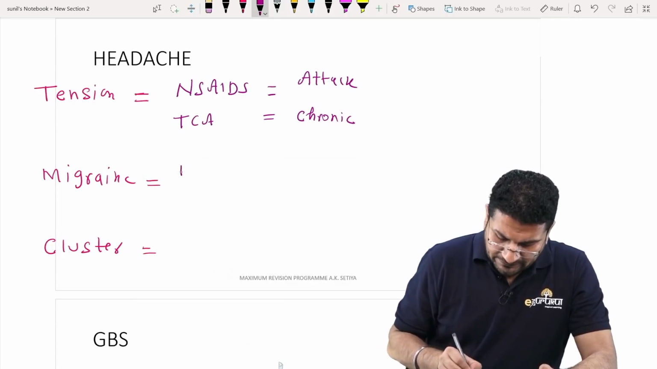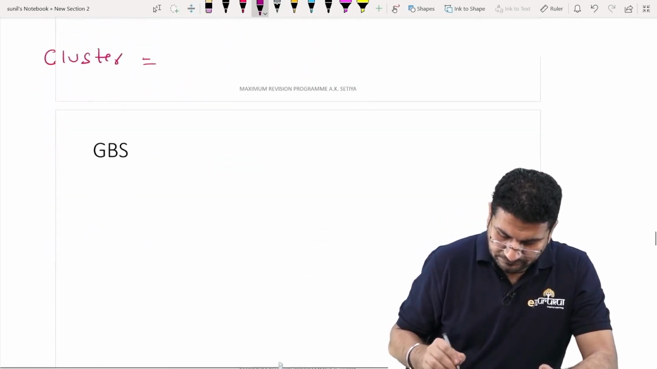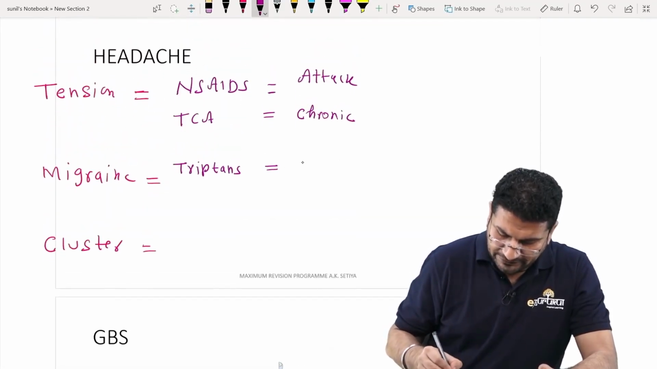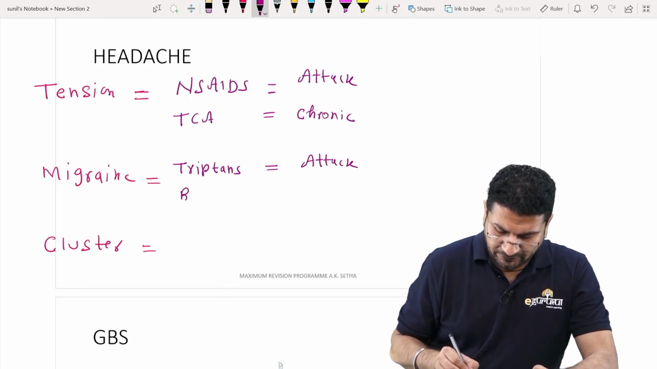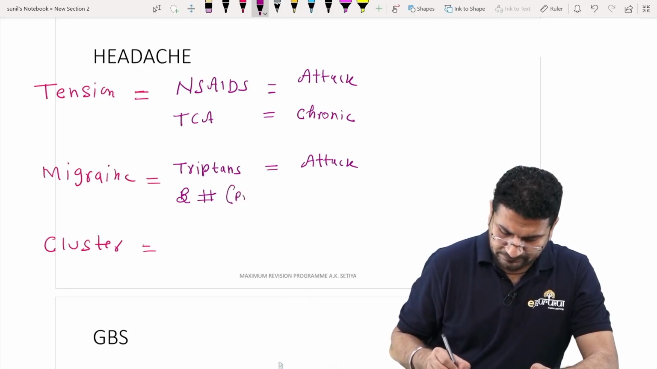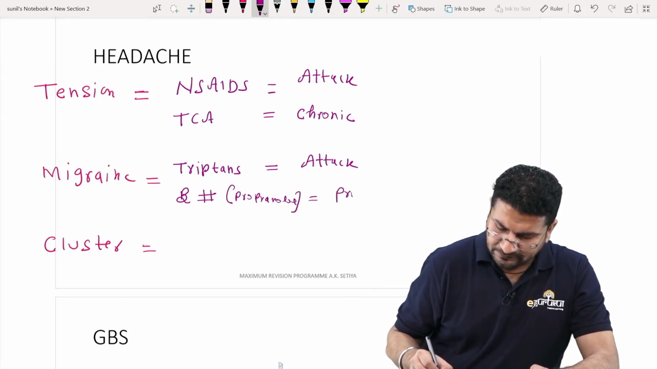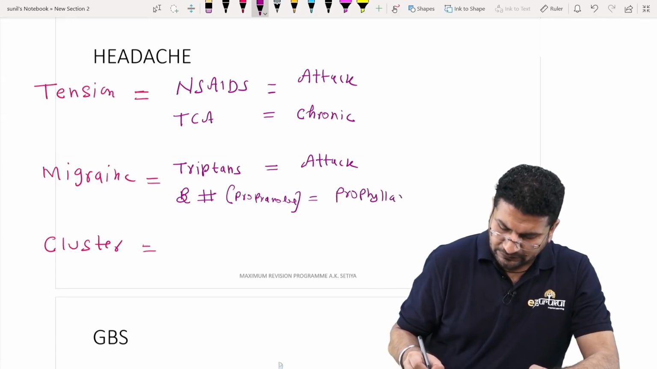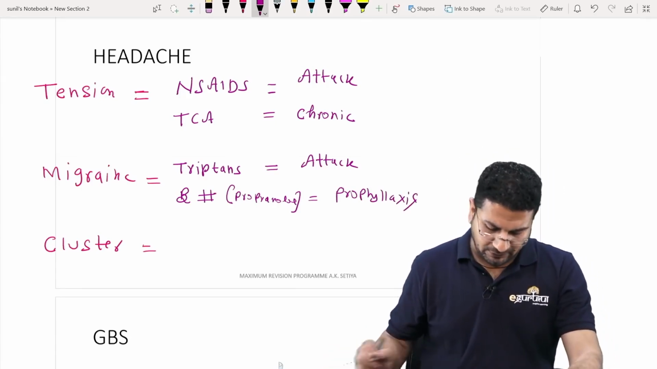If I say migraine, the drug of choice is triptans, again preferred in an attack. For prophylaxis, we prefer a non-selective beta blocker, that is propranolol. They can also give calcium channel blockers and TCAs, but the most preferred is beta blocker.